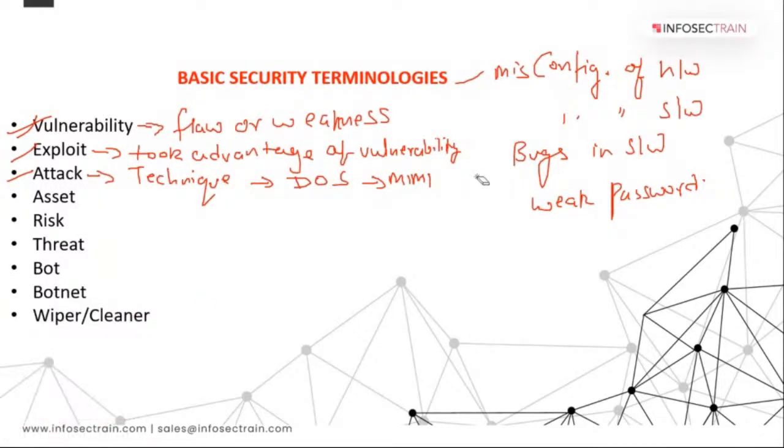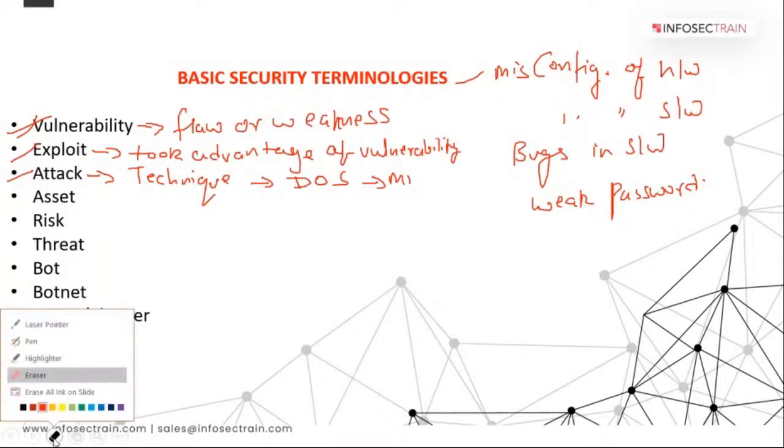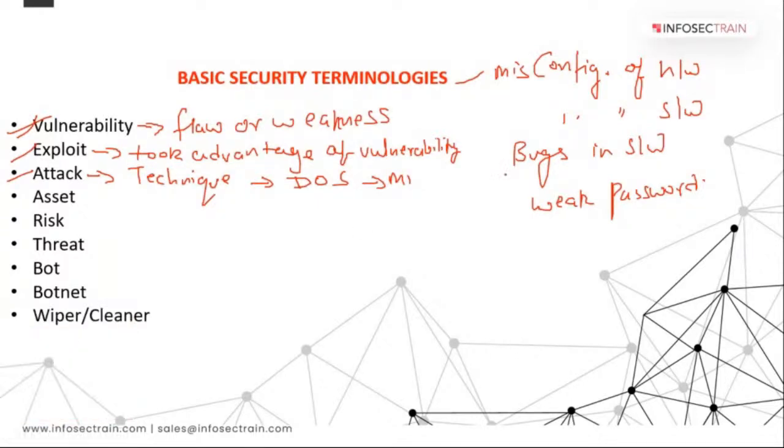That is used if your data is flowing in plain text. That is a vulnerability, right? So if your data is flowing in plain text, it will be a vulnerability. And how to exploit that? We will use a different type of attack. We will use sniffing, man in the middle attack to exploit that vulnerability. So this is the meaning of attack.